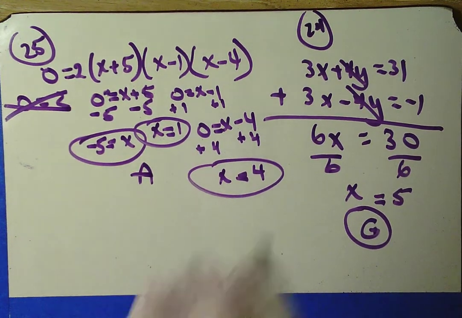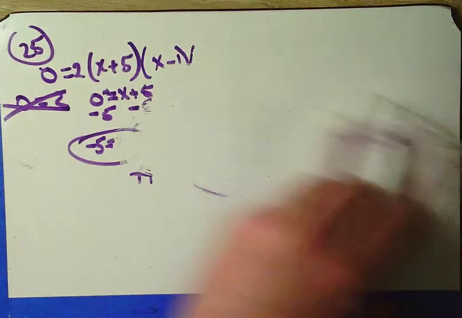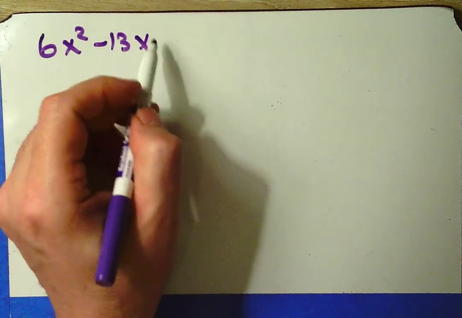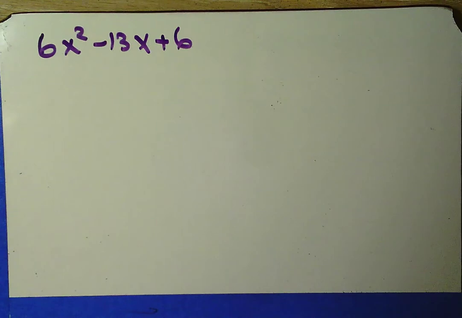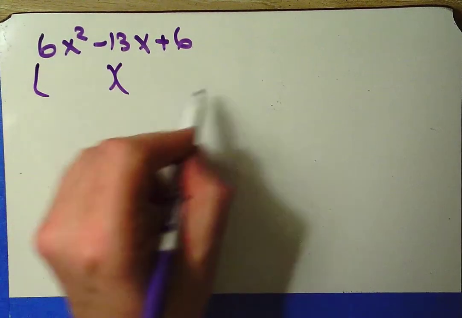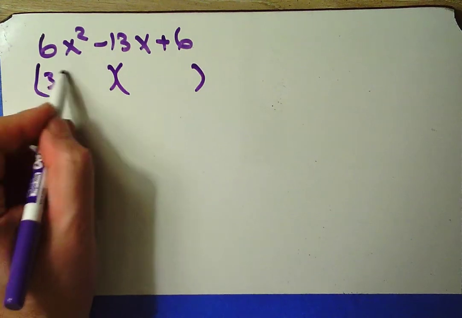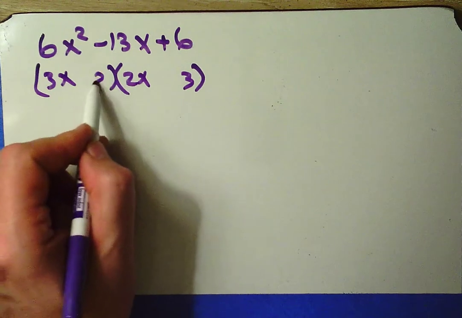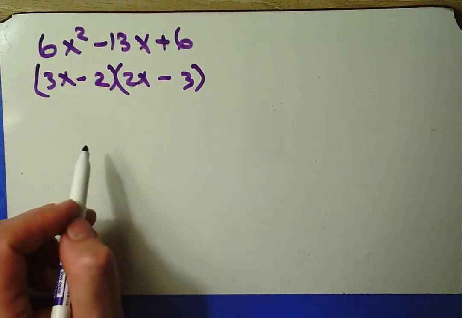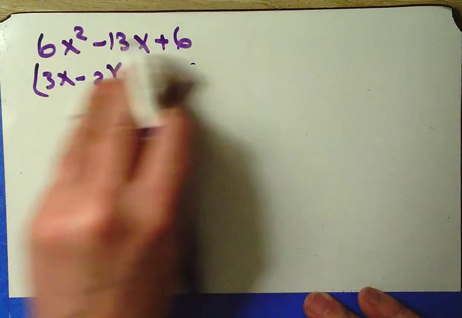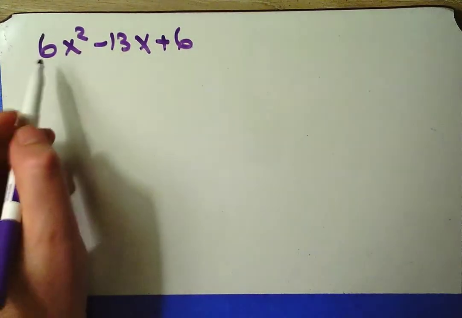Okay, 26. Which of the following is a factor of 6x squared minus 13x plus 6? All right, well, this is just a factoring problem. I would probably factor it 3x, 2x, 3, 2, minus, and minus. But some people aren't comfortable with guess and check at this point, and that's okay. We can go a longer way.